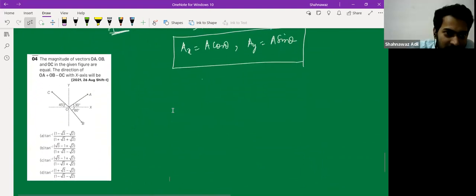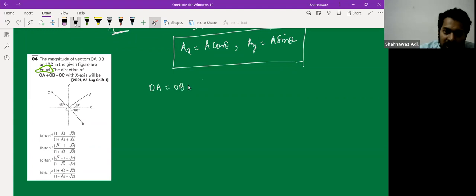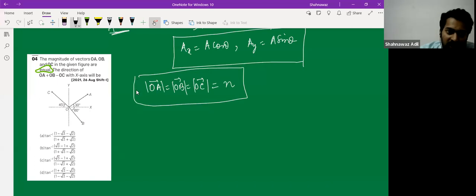Okay. So the magnitude of vectors OA, OB, and OC in the given figures are equal. So what is the first information that you get from this question? Abhinav, what is the first information that you get from this question? The magnitude of the vectors are equal, yes. So the first thing is that magnitudes are equal. So let's say the magnitude of OA, OB and OC, they are all equal, and let's say it's n. Okay.